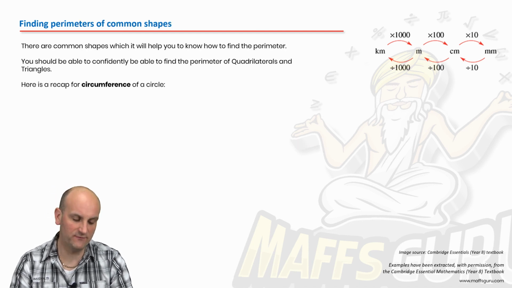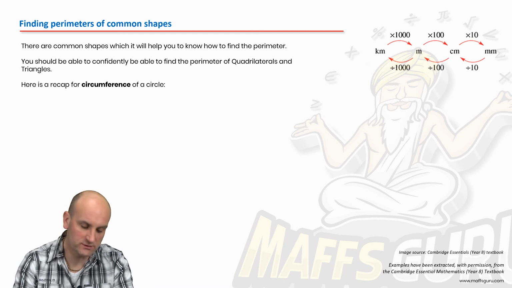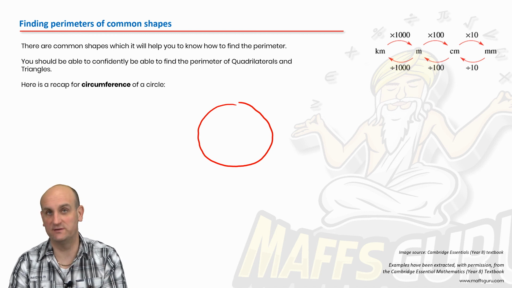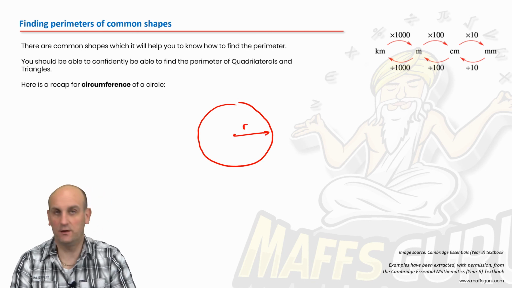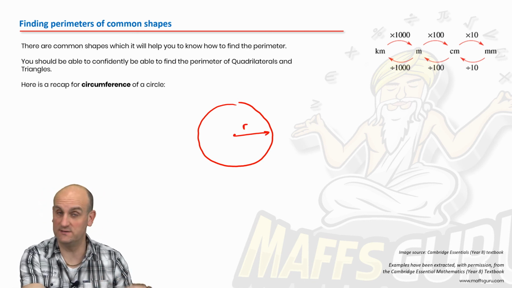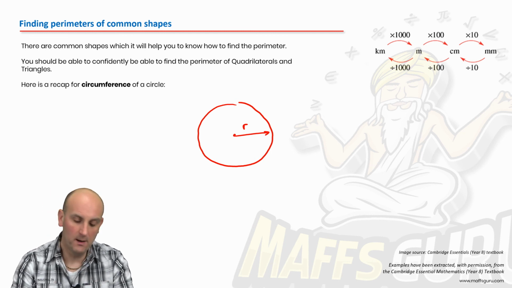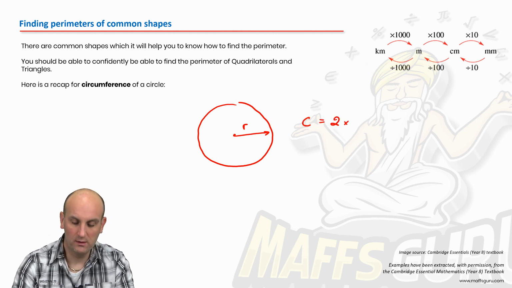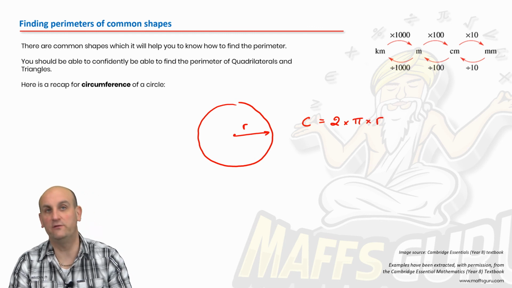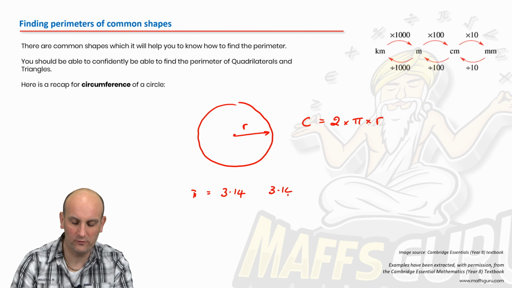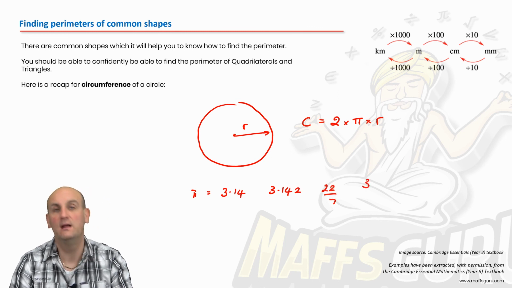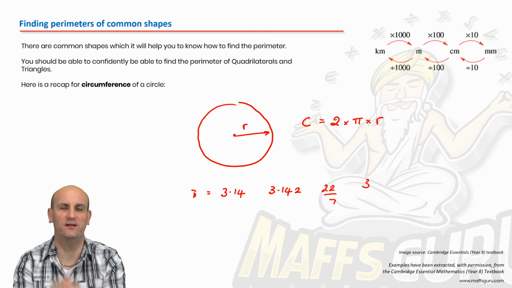What about finding perimeters of other common shapes? Well, as I said, circles are really important. And we've done this previously in year 8. We need to remember that to find the circumference of a circle, we really need to know the radius. They can give us the diameter, which we work out the radius from. But the circumference of a circle is 2 times pi times the value of the radius. And again, depending on what the question wants you to do, you'll either use pi on your calculator, or 3.14, or 3.142, or 22 over 7, or 3. Read the question. If we can use our calculator, that's awesome.